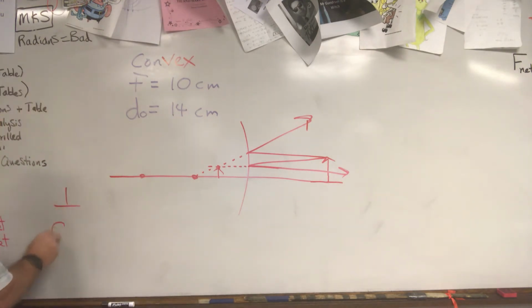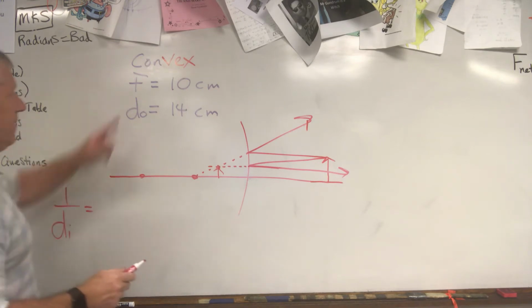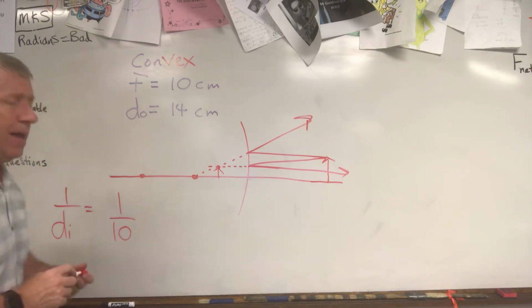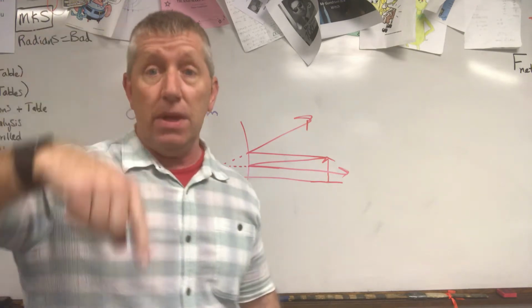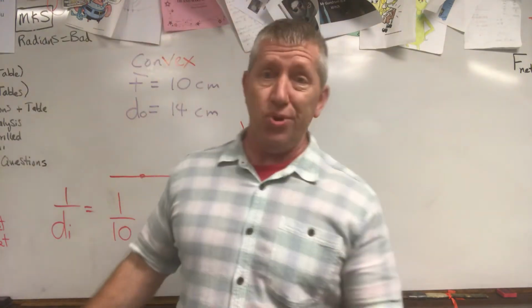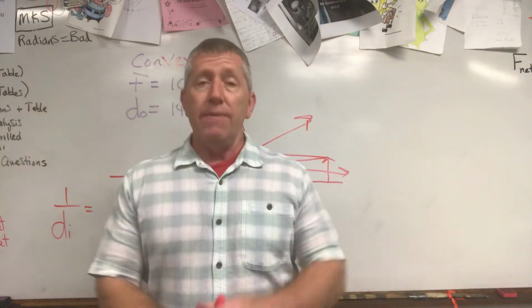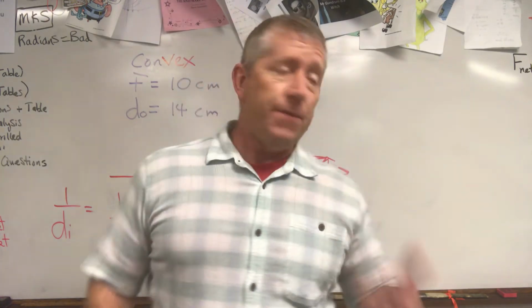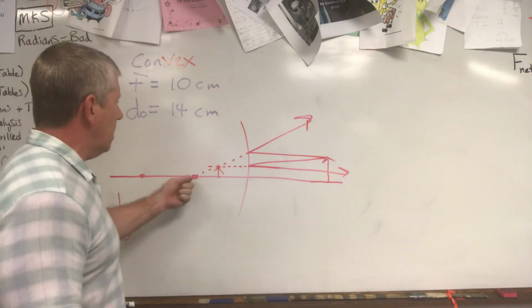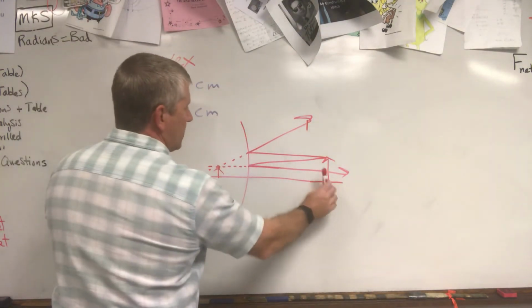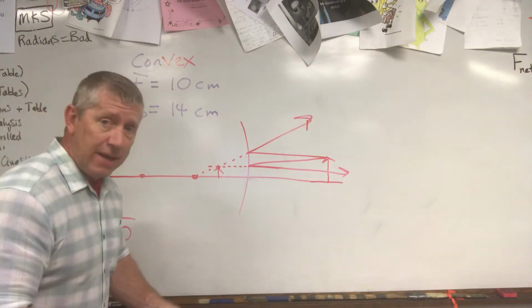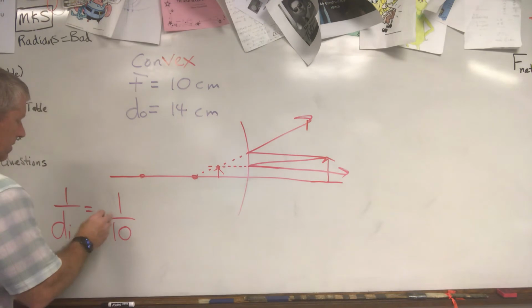1 over di equals 1 over f. Now, 1 over f is 1 over 10. However, muy importante, if you listened to the end of that video on mirror drawings, I mentioned this: if it's a focal point in the mirror, this is convex, this is outside the mirror, this is inside the mirror, it's negative, it's virtual. You have to put a negative.